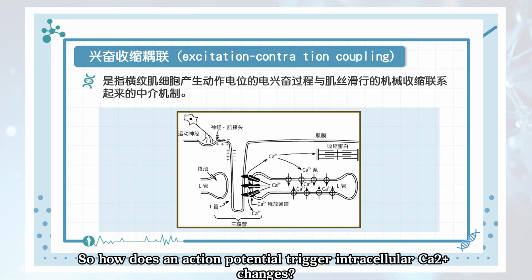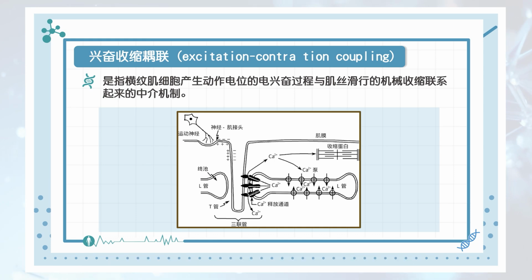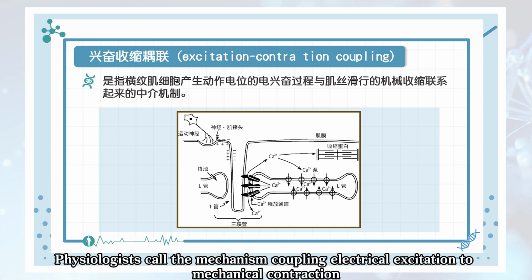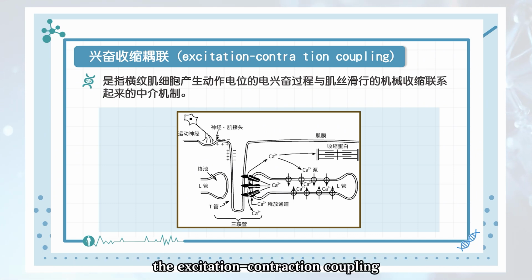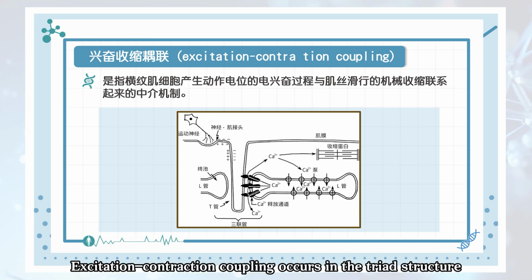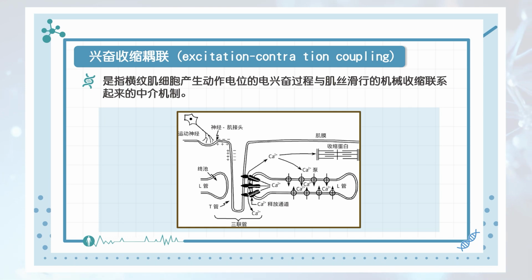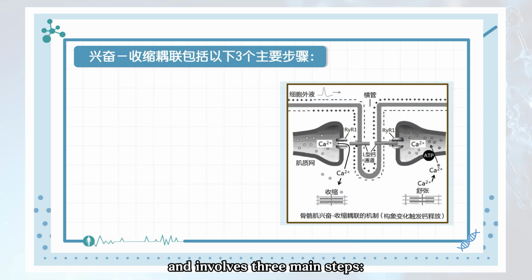So how does an action potential trigger intracellular Ca2+ changes? Physiologists call the mechanism coupling electrical excitation to mechanical contraction the excitation-contraction coupling. Excitation-contraction coupling occurs in the triad structure and involves three main steps.